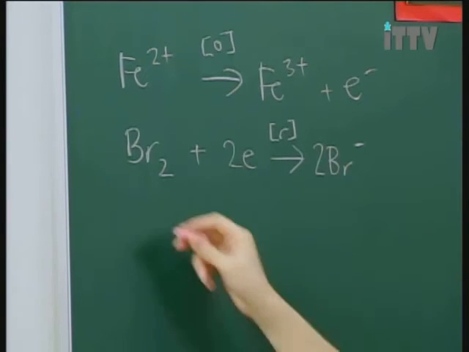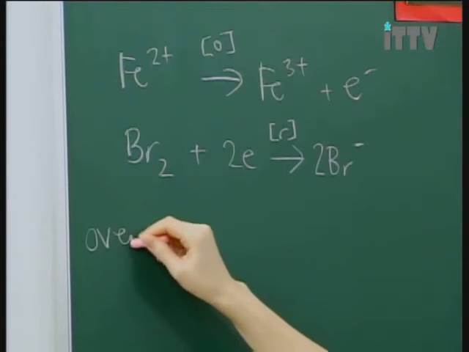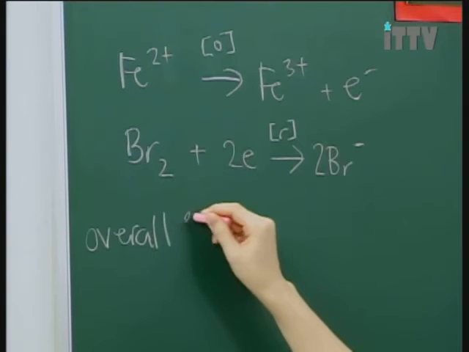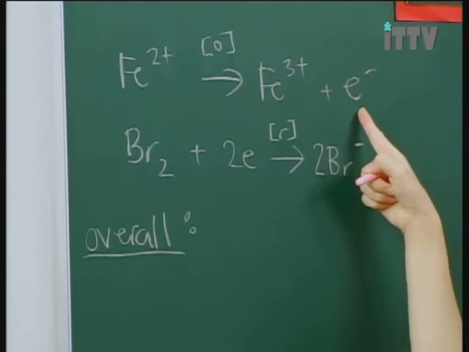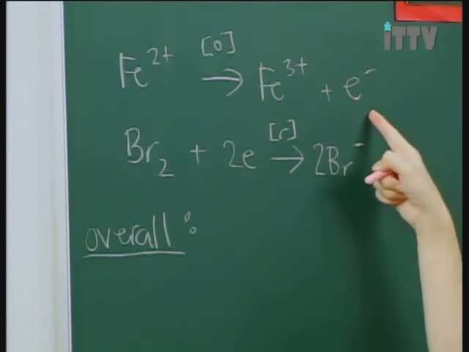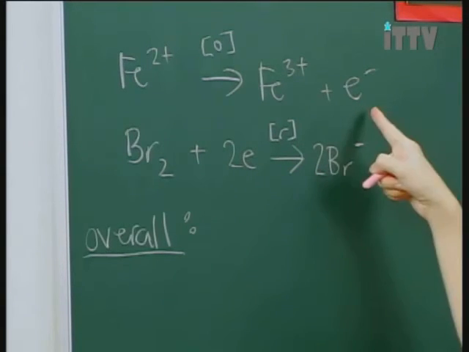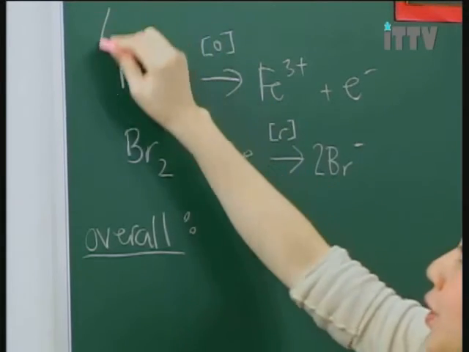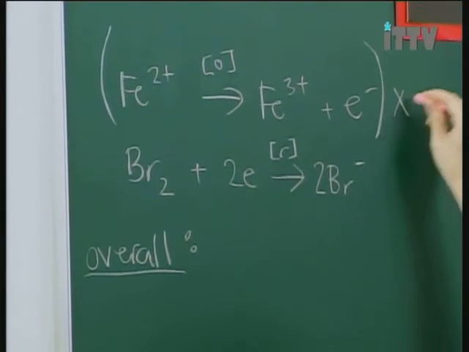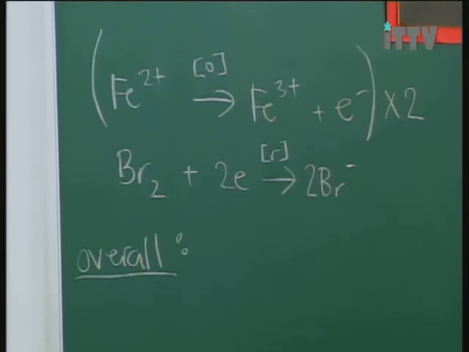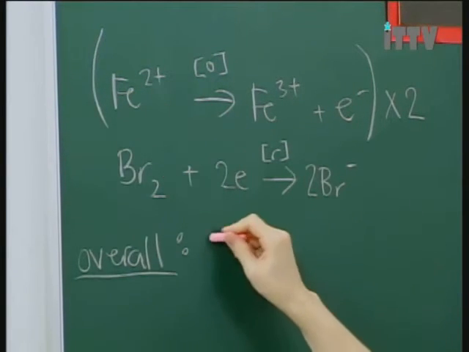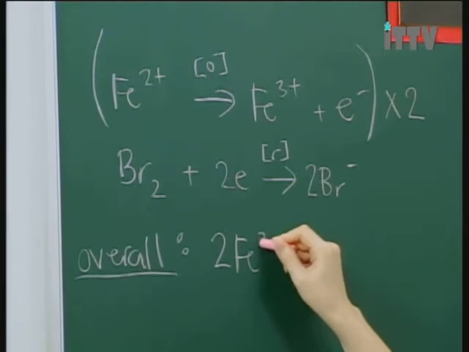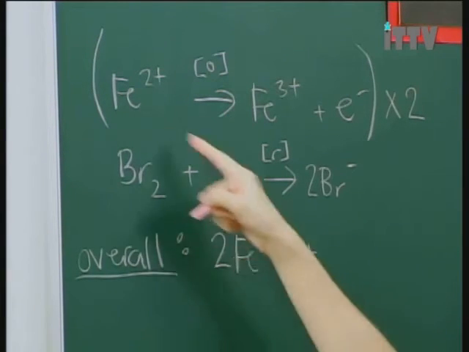Now, in order to get the overall full equation, what we have to do is that we need to make sure the number of electrons for these two half equations are the same. This is 2 and this is 1. So therefore, this whole equation we need to multiply with 2. So therefore, we just multiply 2 inside. So this will be 2Fe2 plus. And we bring this down, bromine.